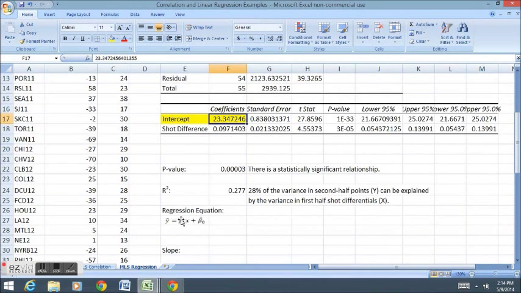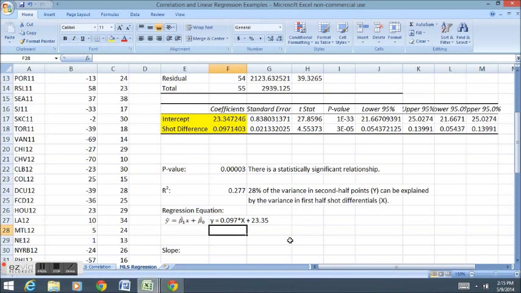23.35. The slope, which is oftentimes called m in your first algebra class, and we'll call it beta 1 in this class, the slope can be found right underneath the shot difference row. Notice that we've labeled the x variable here shot difference, and right next to it, the slope shows up. To create a linear equation, you simply say that y equals the slope, 0.097, times your x variable, in our case that's shots, plus your y-intercept, 23.35.